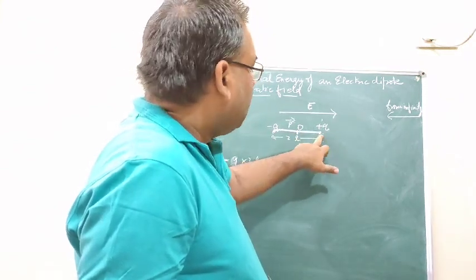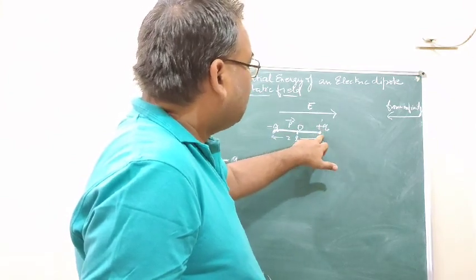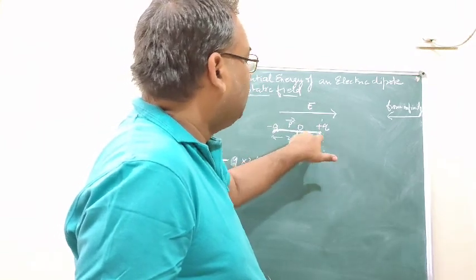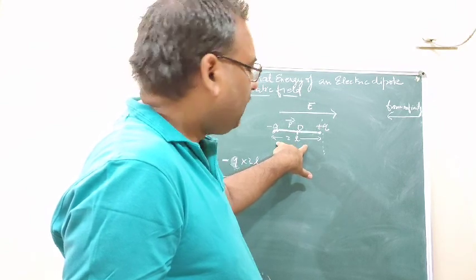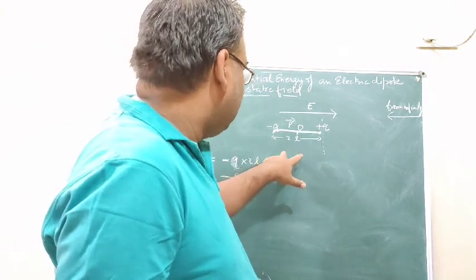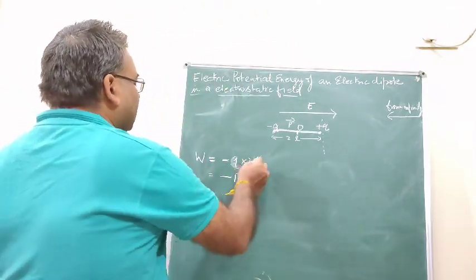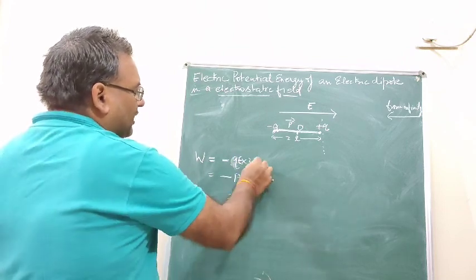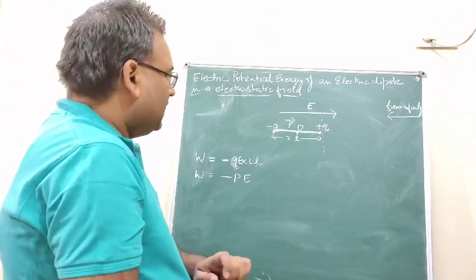When minus Q charge moves 2L distance more than the plus Q charge, this much displacement is greater than the plus Q charge, so this much extra amount of work is done by the electric dipole. So work done is equal to force into displacement. Force is QE into dl. So work done will be equal to QE into dl, that is equal to Q into 2L, which is P. Work done will be equal to minus PE.